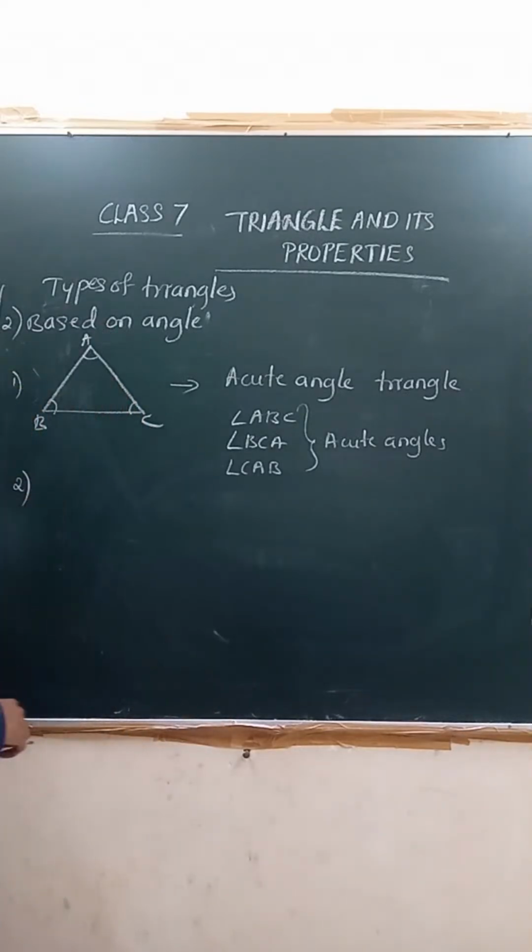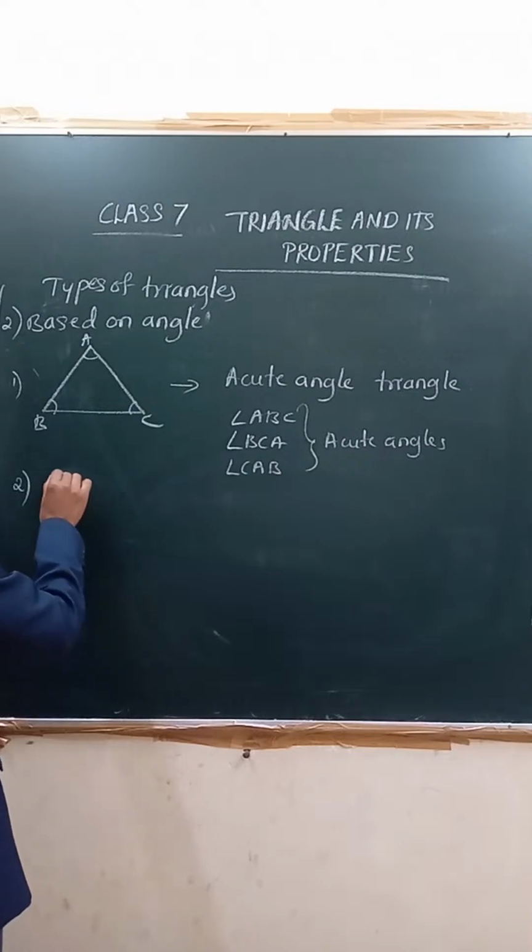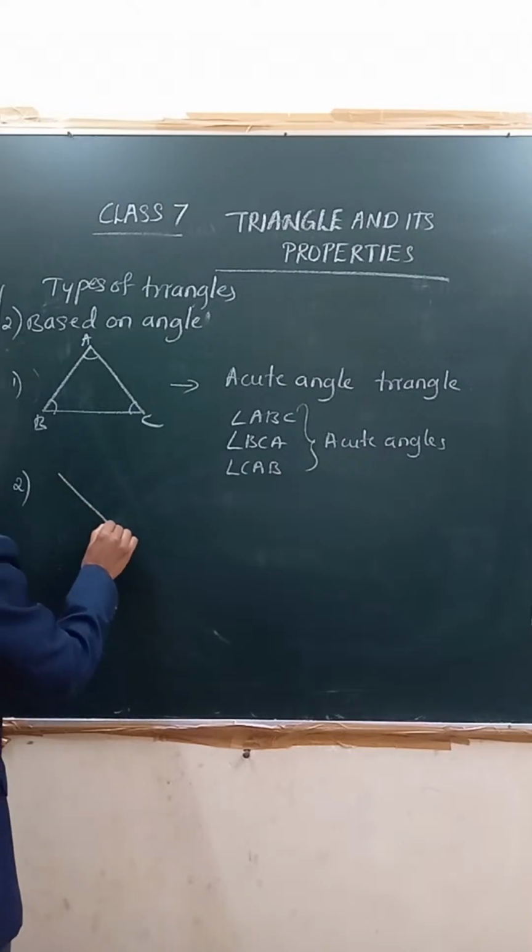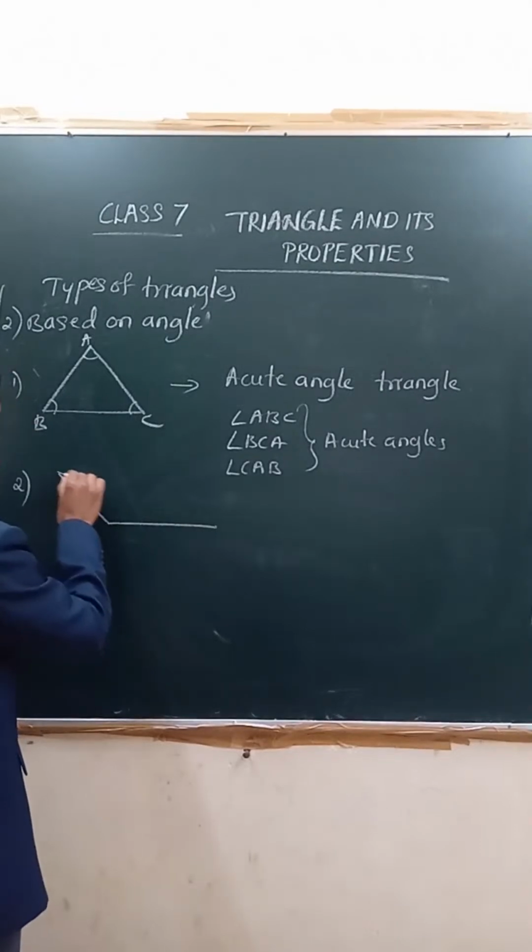Second type, we'll see. One more triangle we can find in that. Look at this.